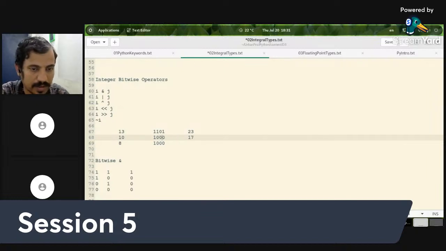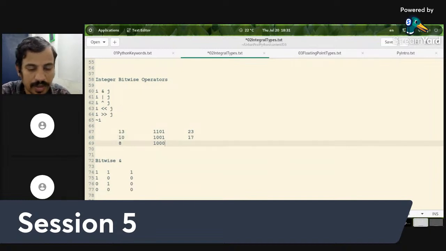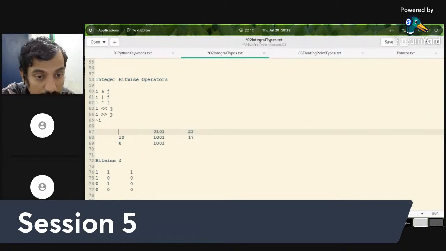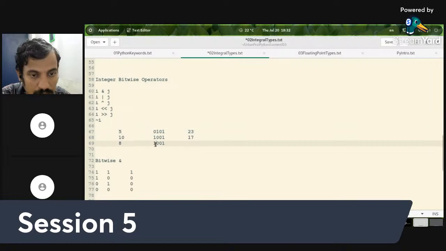Now let's see a different example later. What I'm trying to say is that the result need not always be the same as the second number. Maybe this example should have made it. 5 is 0101, and 5 and 10 would give me the result as 0.